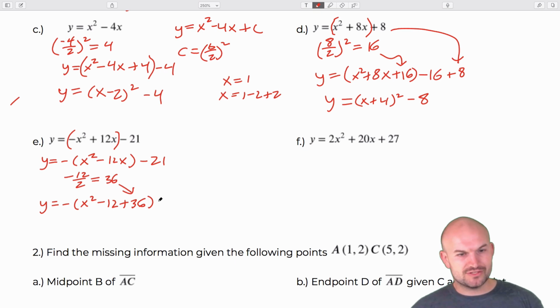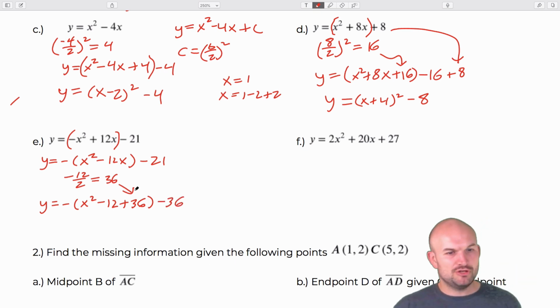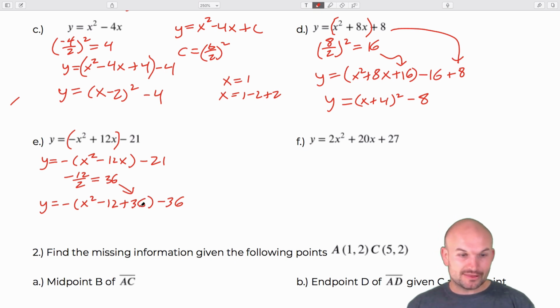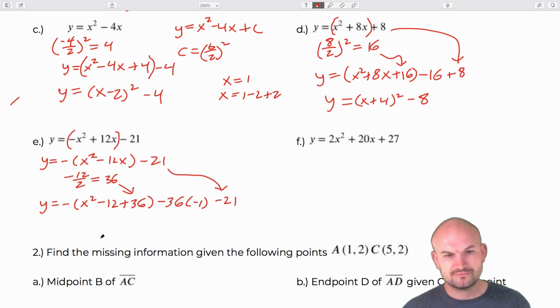Now, I also need to make sure I subtract the 36, right? That was used to it. But again, you got to understand, when you put a 36 inside parentheses, that 36 is actually also being multiplied by a negative. So you're not actually adding 36, you're actually subtracting a 36, right? Because via distributive property, this 36 is being multiplied by a negative 1. So when you subtract a 36, you also need to multiply this by a negative 1, and then we'll put the negative 21 at the very, very end.